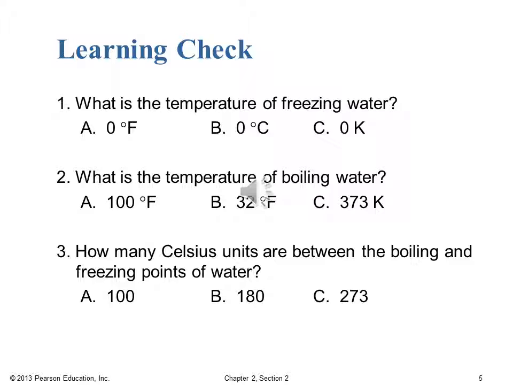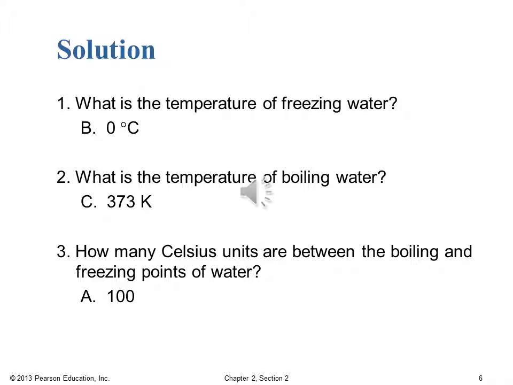So hopefully you've already made your selections there. If you need another moment, just pause the lecture video and we'll see how you did. Alright, so hopefully you made the correct selections. For number 1, it's B, 0 degrees Celsius. That's the freezing point of water. In the other temperature scales, it's not 0, it's only the Celsius one that had that.